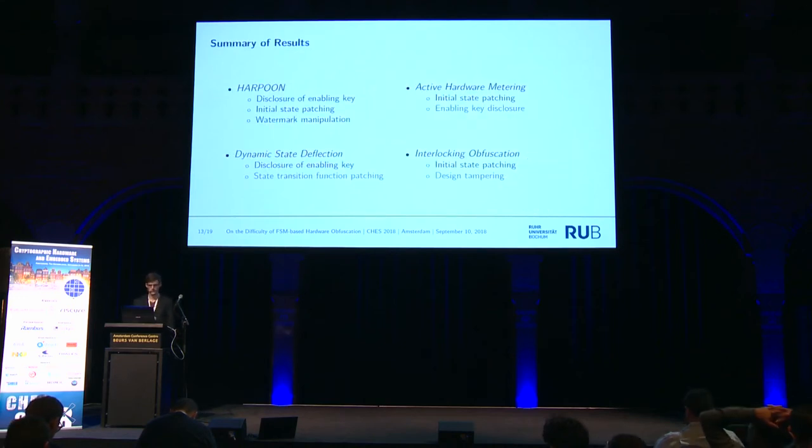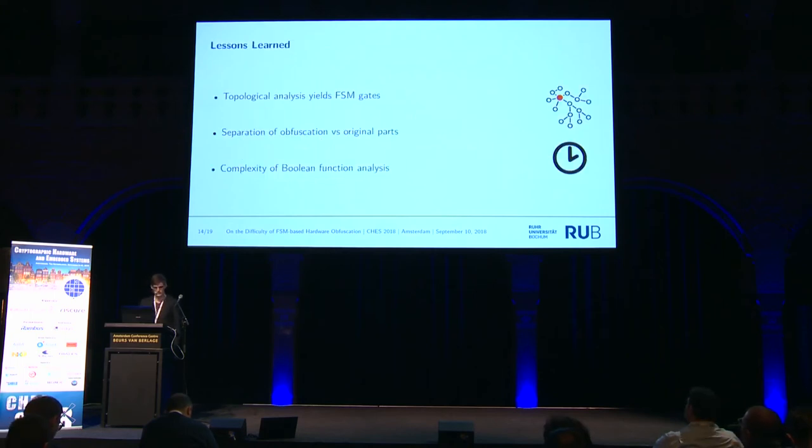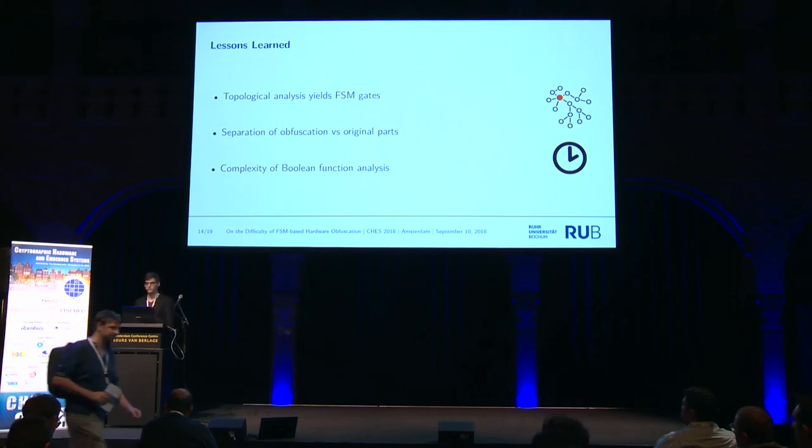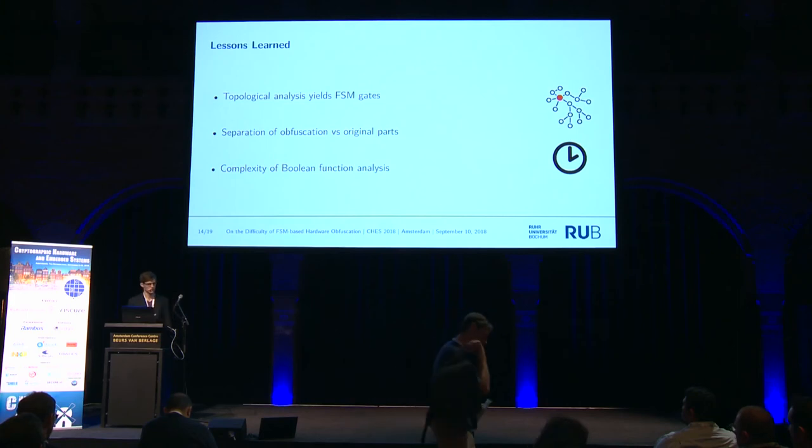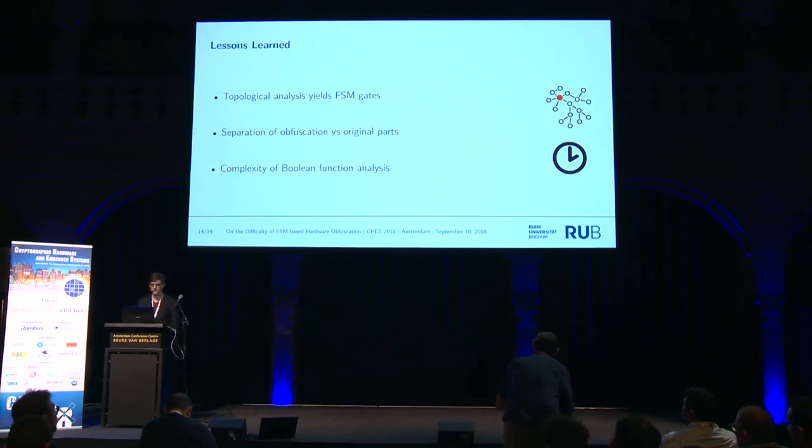Summary of results. For this part, we also had a look at the other schemes. We found several issues, and they are all described in the paper. Lessons learned from this: the topological analysis yields the FSM gates, so for a large gate-level netlist, we directly know there might be an FSM implemented in these gates. Also, we were able to separate the obfuscation part from the original part. In the last part with the dynamic state deflection, you have seen that we could also analyze the state transition graph for circles. And the complexity of Boolean function analysis was not as high as previously thought.